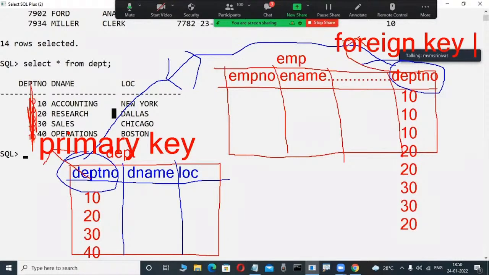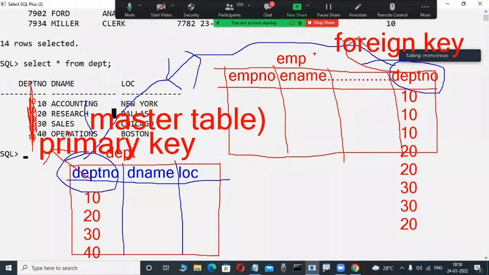Okay, fine. Whenever a table has a primary key and is related to another table's foreign key, this primary key table is also called the master table. Observe here, master table. This is a master table because the primary key is available. Again, the table where the foreign key is available is also called a child table or detail table.